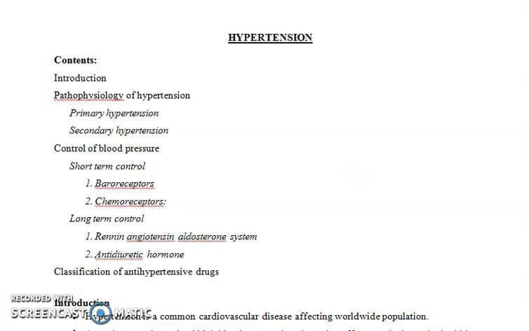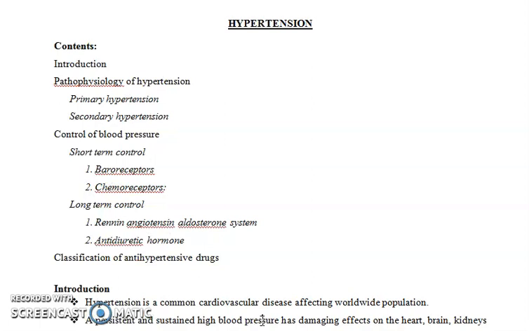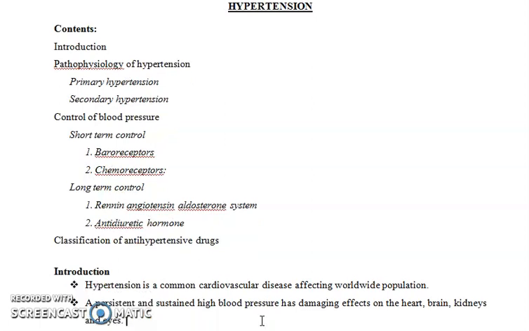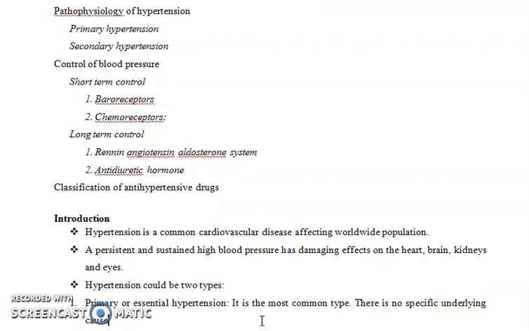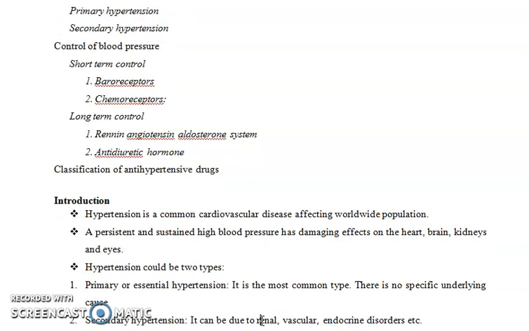We are all familiar with hypertension, a common cardiovascular disease affecting the worldwide population. Coming to the definition, we can say it is the pressure exerted by the blood on the walls of the blood vessels. That can be considered hypertension, which is further classified into two types, primary as well as secondary hypertension.